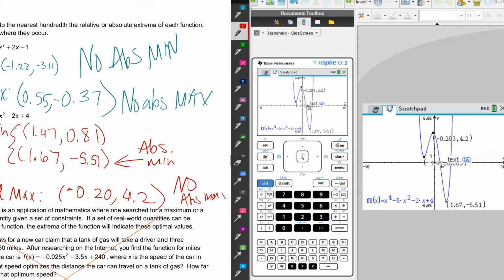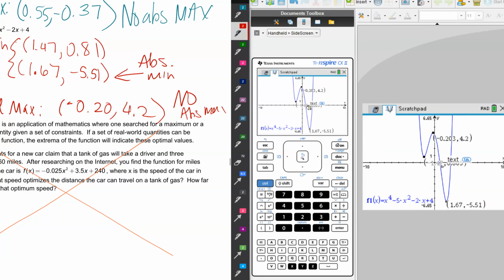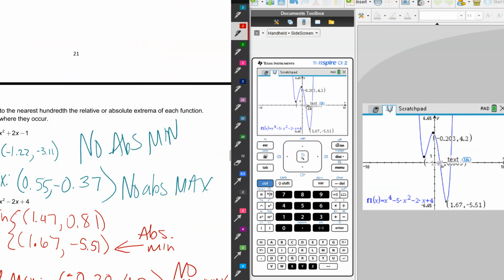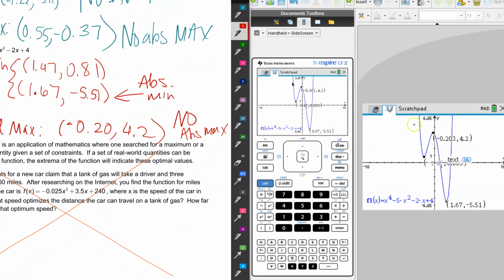No absolute max. And the reason is because even though this is a local max, there are y values that are higher than it.